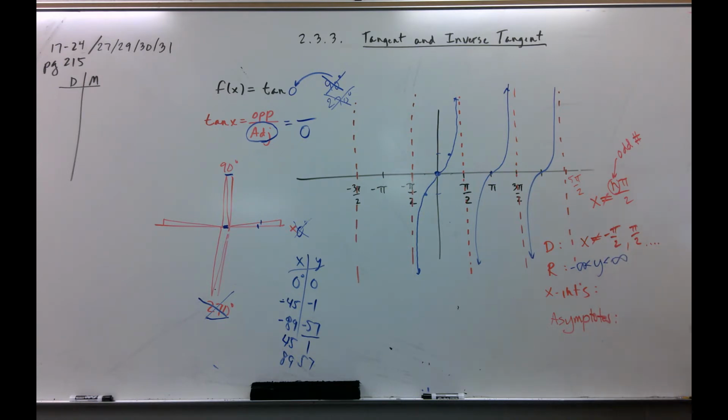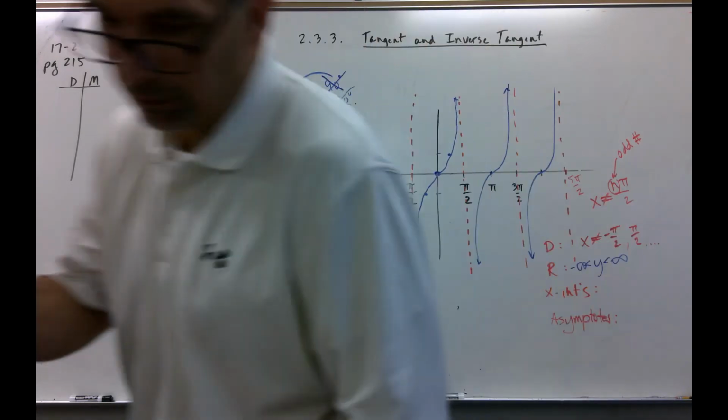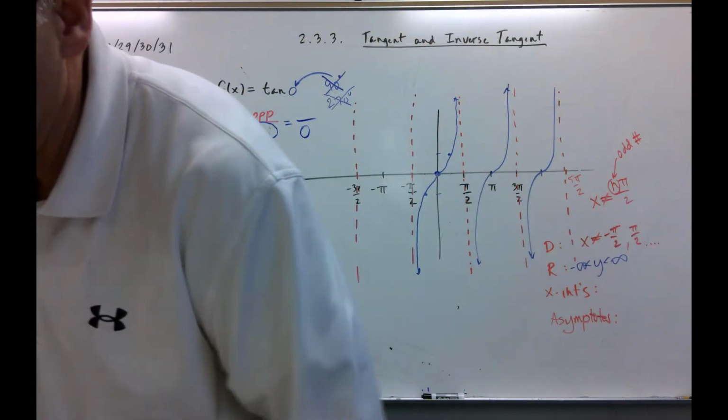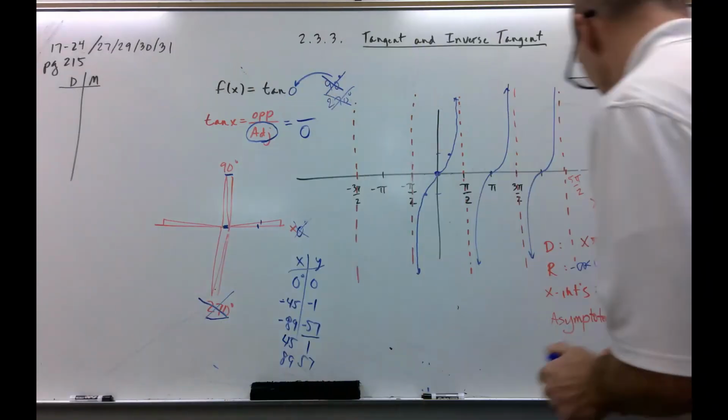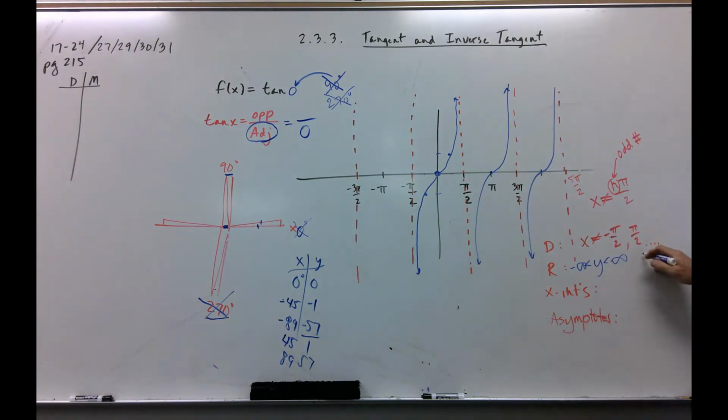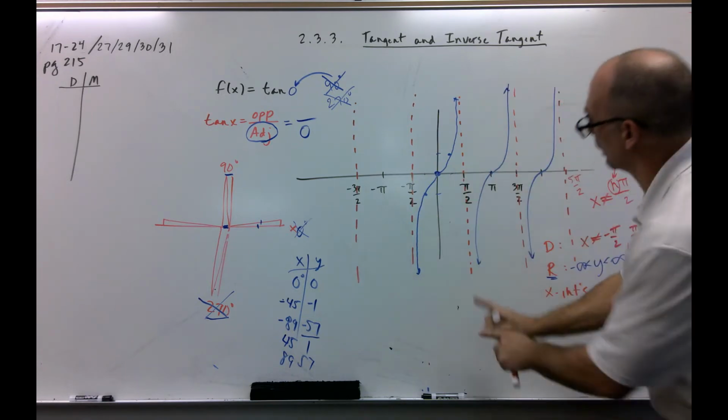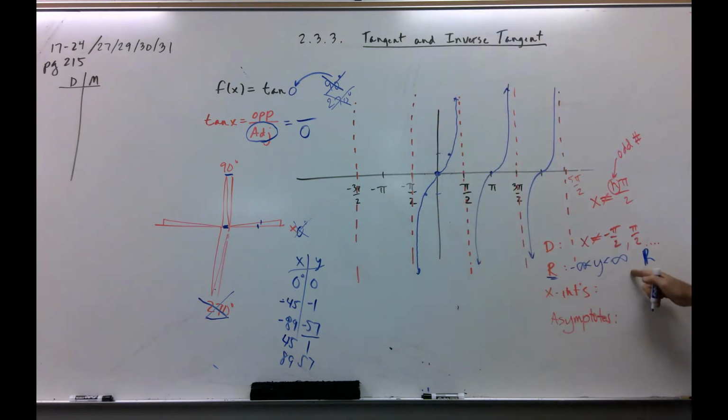Okay? So, let me see what they're asking next. Okay, so they're asking for the x-intercepts next. And they might say all real numbers for your range also, because y goes down forever and it goes up forever. So that's all real numbers.